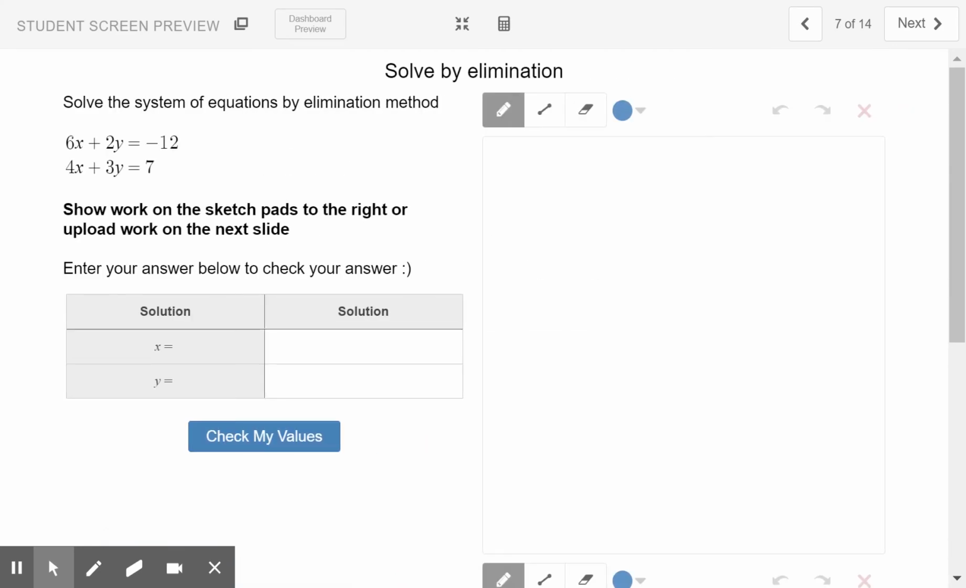So let's get to work. We have the system of equations. Notice that our x's are lined up and our y's are lined up. That's exactly what we're looking for.